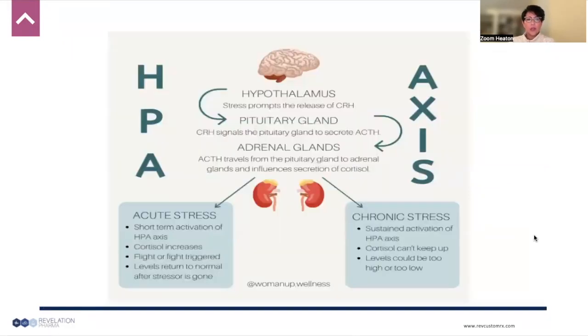So this is really just a summary of the disruption in HPA axis with acute stress versus chronic stress. So with acute stress, it's just short-term activation of the HPA axis. And of course, cortisol increases, fight or flight is triggered. And of course, cortisol levels kind of return to normal after the stressor is gone. But then you've got the chronic stress where you've got that sustained activation of the HPA axis. Cortisol can't keep up, and the cortisol levels could be too high or too low, which of course contributes to a lot of symptoms and other inflammatory conditions that pop up.